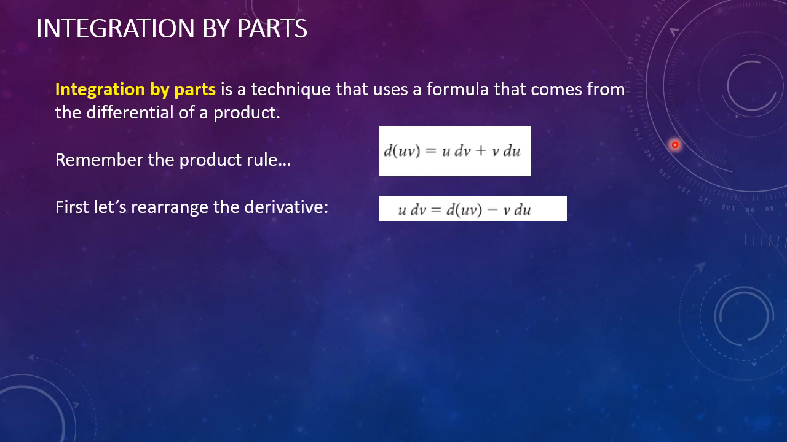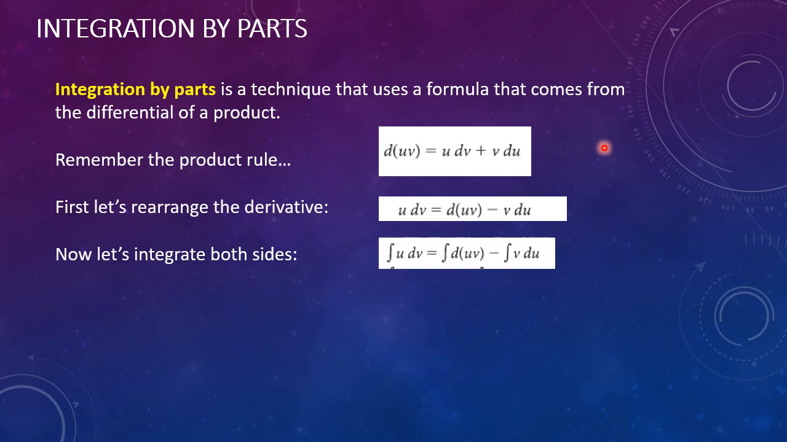So notice if we rearrange these parts, we get the derivative of uv minus v du equals u dv. Okay? All we've done here is subtract v du from both sides and then reverse the order here. Okay?